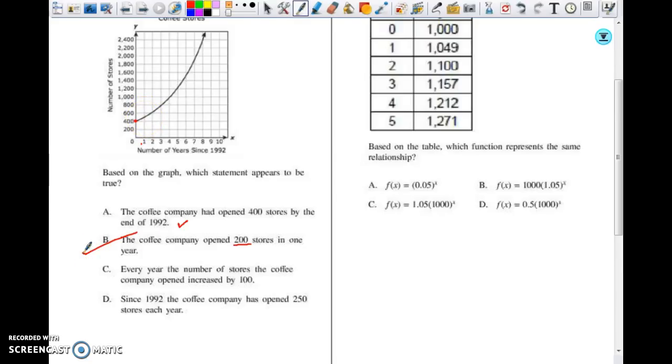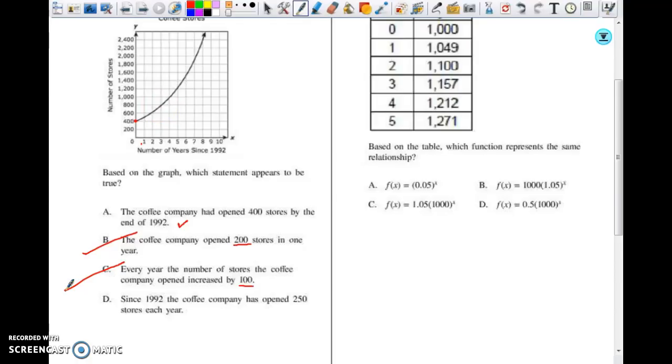Every year, the number of stores the coffee company opened increased by 100. So think about it. Each year, it should have gone up 100 more. So again, 400, a year later should have been 500, a year later should have been 600, and then 1 year later should have been 700, and boom, that jumped up to 800. So that went up by more than 100.